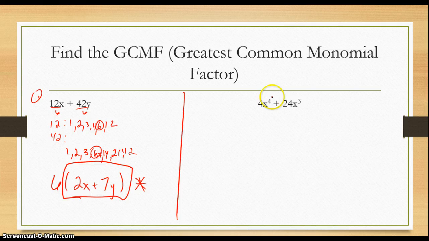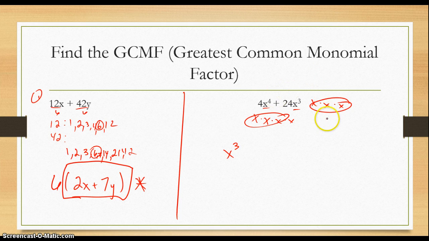So let's look over on this side. We have 4x to the fourth plus 24x to the third. Again, I like to look at our variables first. They are the same, x to the fourth and x to the third. Now I'm going to take out the greatest power that they have in common. This one is x to the fourth, and this one is x to the third, so the greatest they have in common is x to the third. So I'm going to take x to the third out.